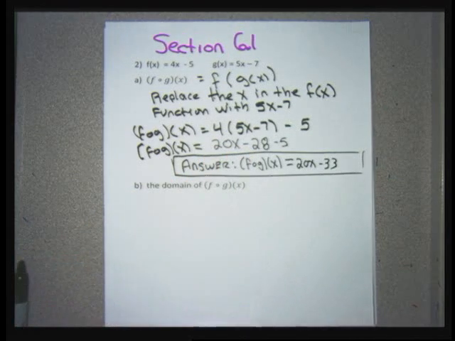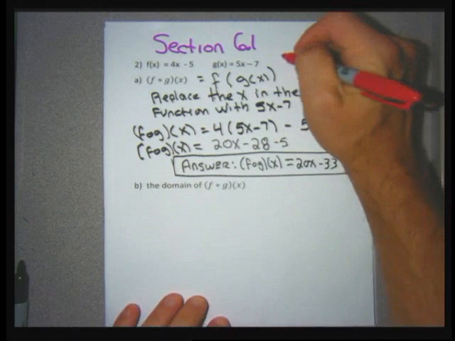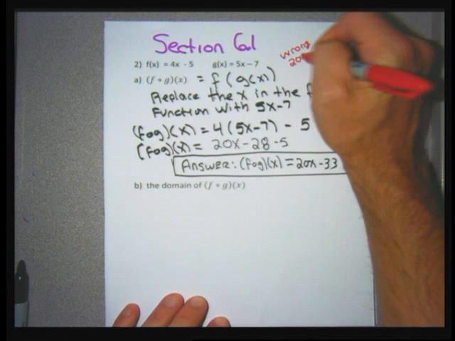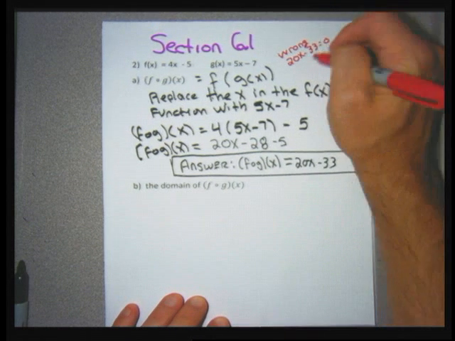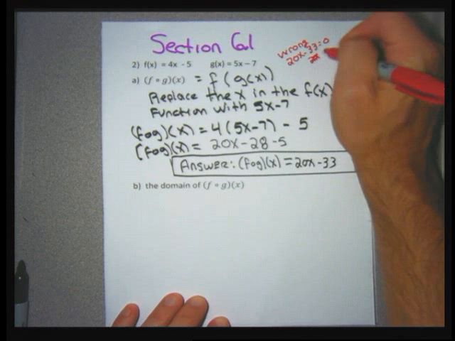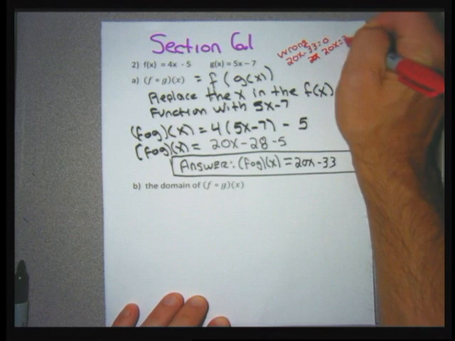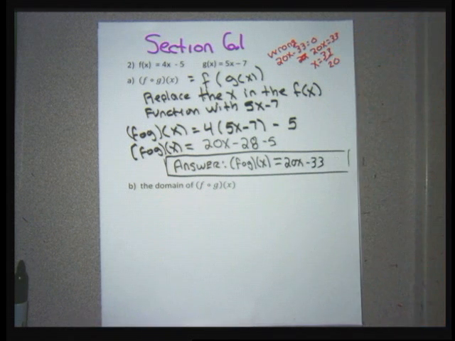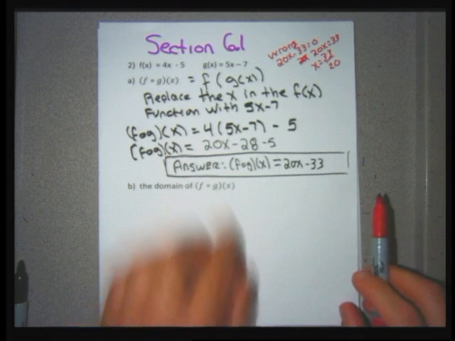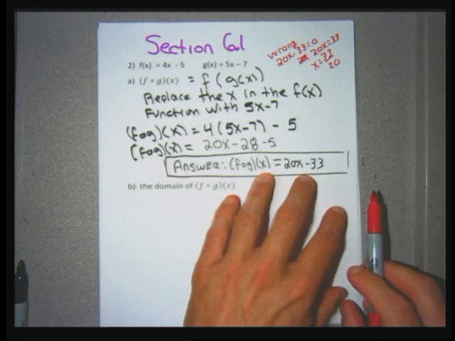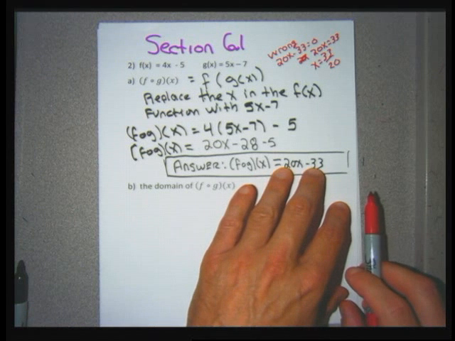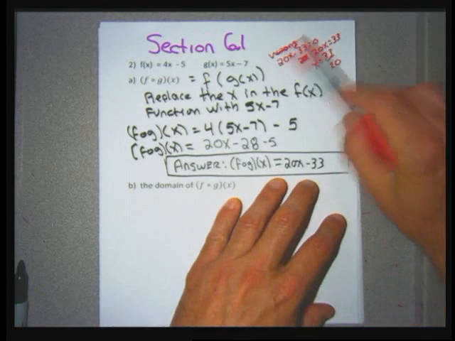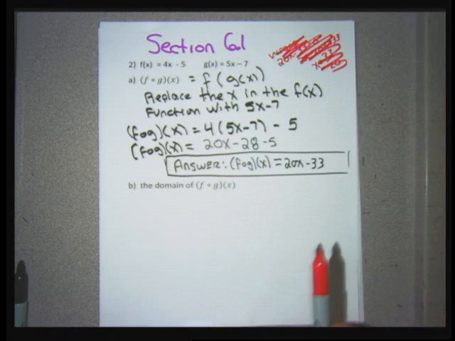The wrong thing to do, it would be an error, is if you took that answer, 20x minus 33, and you set it equal to 0, and wrote in your answer x equals 33 over 20, or x equal to anything. That would be completely wrong to do. A composition of functions is not asking me to find some polynomial, then set it equal to 0. You find, in this case, a polynomial, and you stop. So for part A, that's everything there is to do.